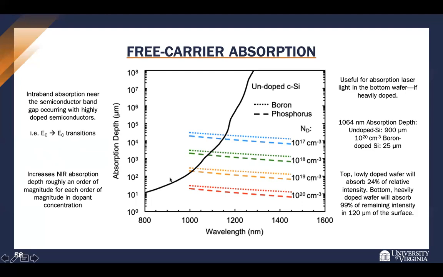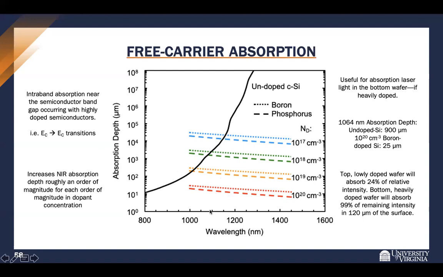depth roughly an order of magnitude for every order of magnitude you increase the dopant concentration. Compared to the undoped silicon, you can see that the absorption increases an order of magnitude with every order of magnitude of the dopant concentration. So this is useful for laser absorption of light in the bottom wafer. You can heavily dope your bottom wafer, and it'll drastically improve the absorption depth.